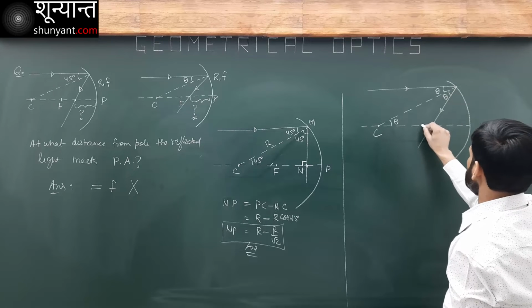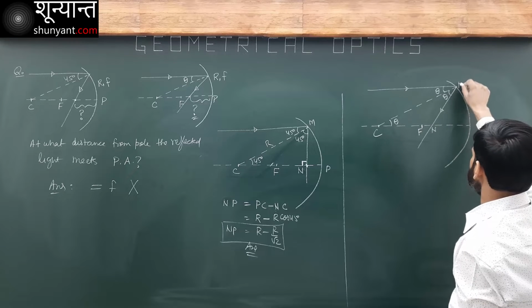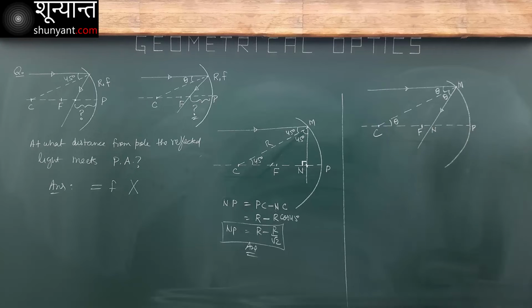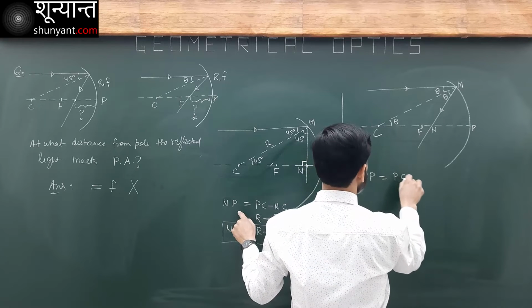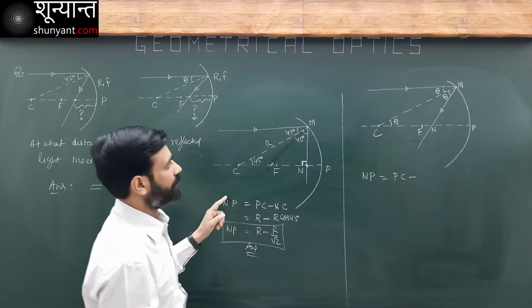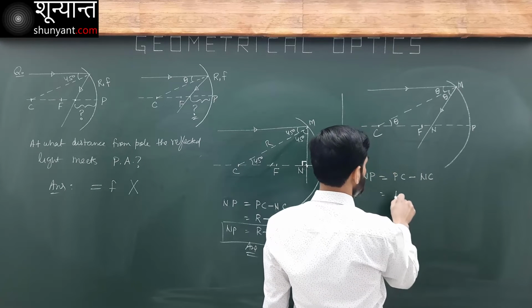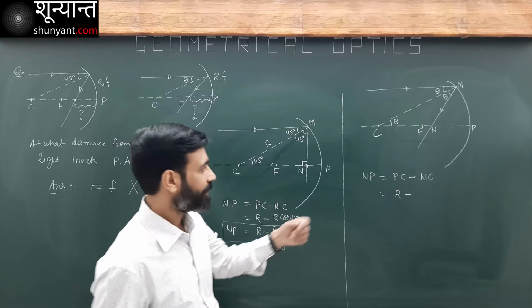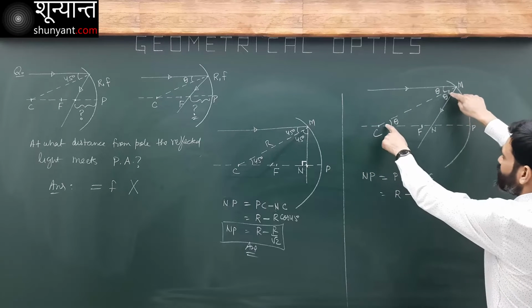This is somewhere F here. This is N and this is M, let's say. I want to find NP. NP is going to be equal to PC minus NC. PC is equal to R, the radius, minus NC. What is NC? Now this is going to be difficult. This is theta. This also is theta.